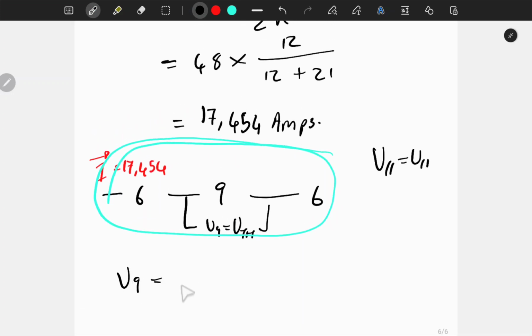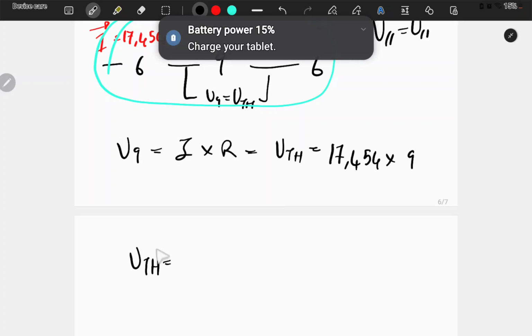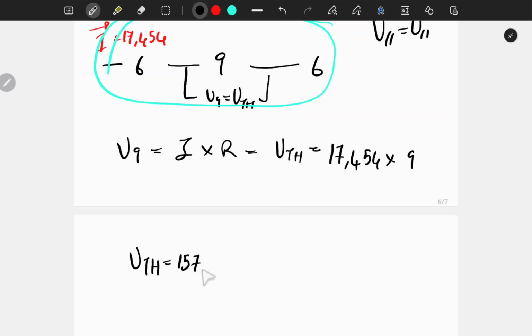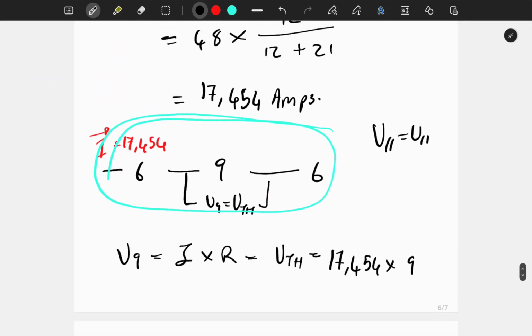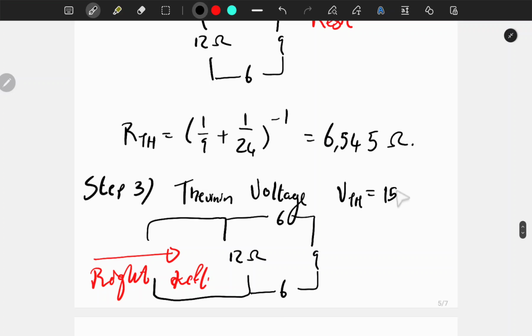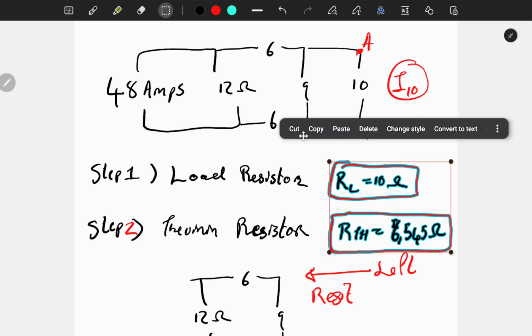So now the voltage at 9 is going to equal I times R, which is equal to the Thevenin voltage, which is equal to 17.454 multiplied by 9 gives us an answer of, so V Thevenin is equal to 157.086 volts, right? 157.086, and then we're going to copy this.